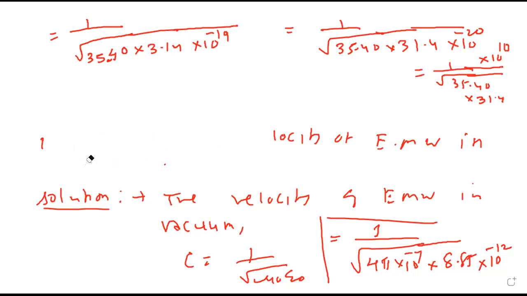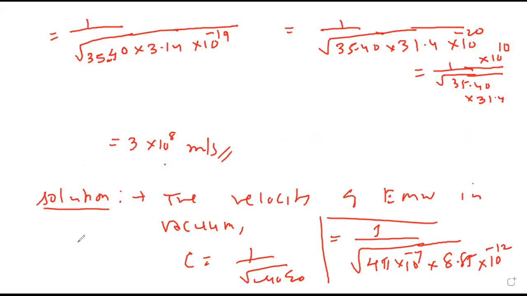Completed? Yes, sir. Done, sir. So when you simplify that square root with 10 raised to 10, the final answer will come 3 into 10 raised to 8, that is equal to 3 into 10 raised to 8 meter per second. Now the second sum we are doing.